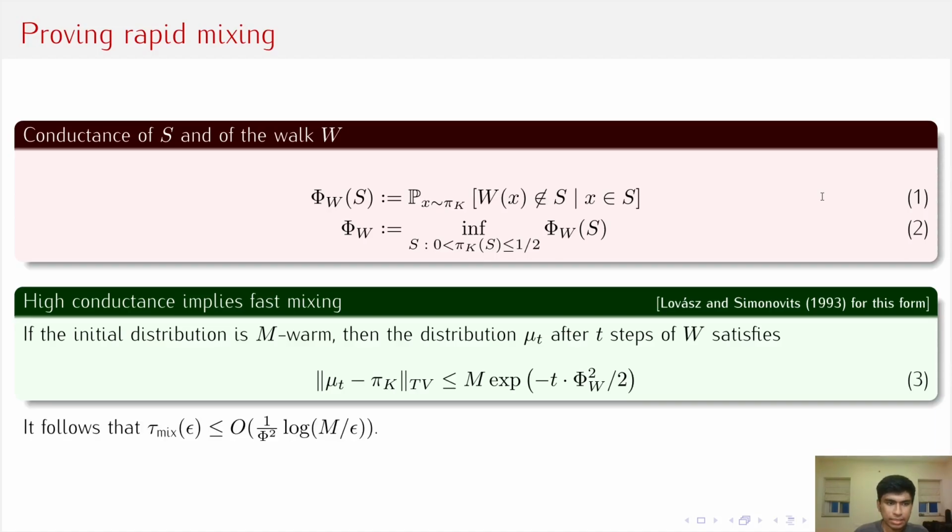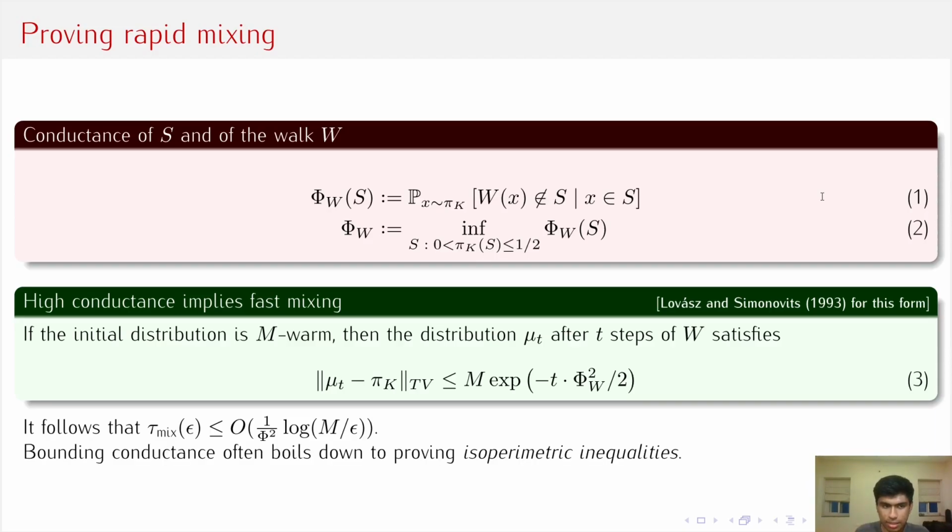So what this means is that the mixing time of the random walk is O of 1 over the conductance squared times log of the warmness parameter, which is what we said we wanted earlier when we were talking about cold starts, right? So if we manage to show that this conductance is polynomial in n and the aspect ratio, then we're done. Then we get that the random walk mixes from a cold start.